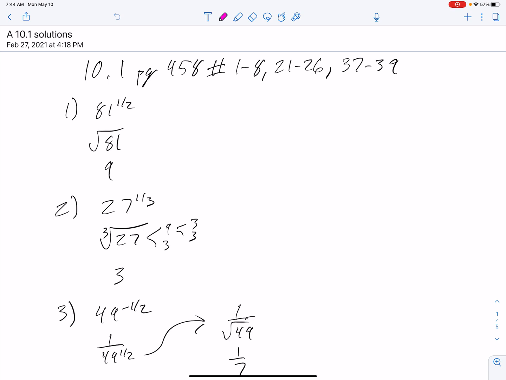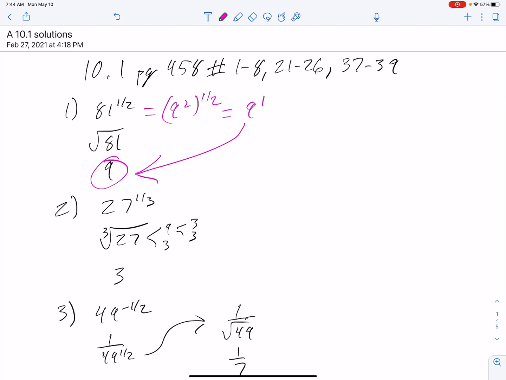So 81 to the 1/2 power, there's two ways we can look at this. I could regard this as being 9 squared to the 1/2 power, and I know that I would multiply exponents and get 9 to the first. Or I can rewrite it as the square root of 81, and I know the square root of 81 is 9.